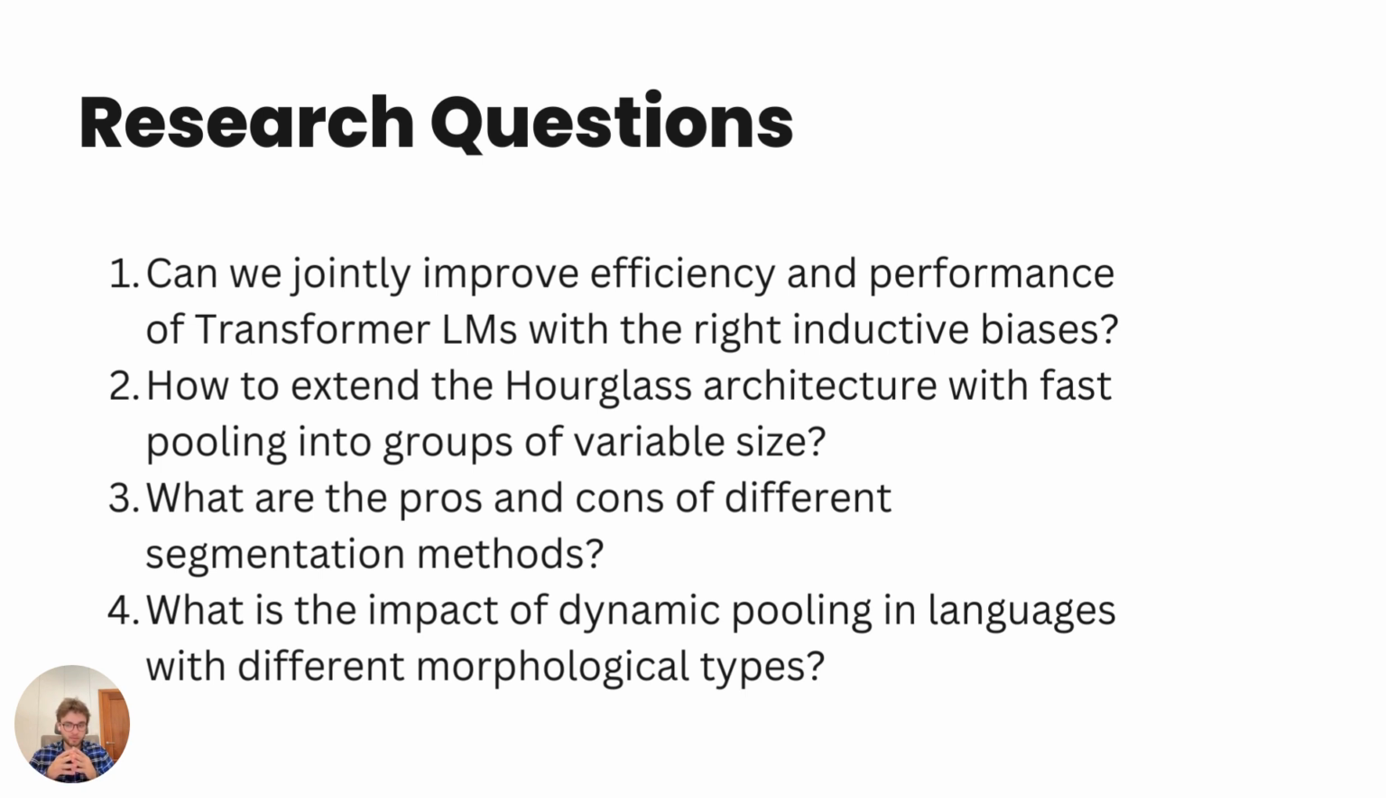Specifically, we tackle the following research questions. Can we jointly improve efficiency and performance of transformer language models with the right inductive biases? How to extend the Hourglass architecture with fast pooling into groups of variable size? What are the pros and cons of different segmentation methods? Finally, what is the impact of dynamic pooling in languages with different morphological types?